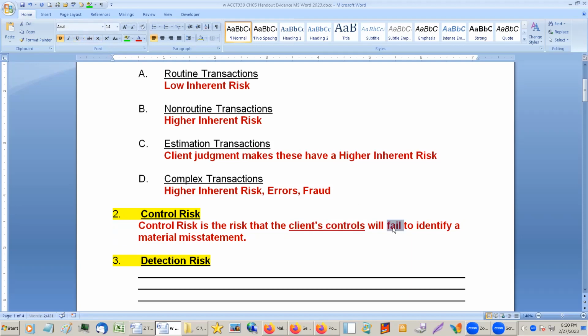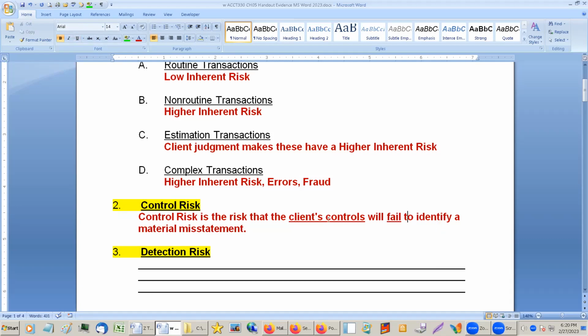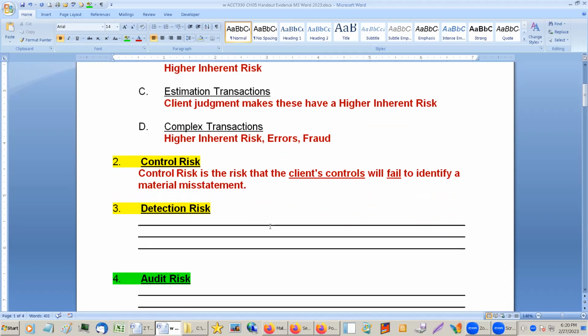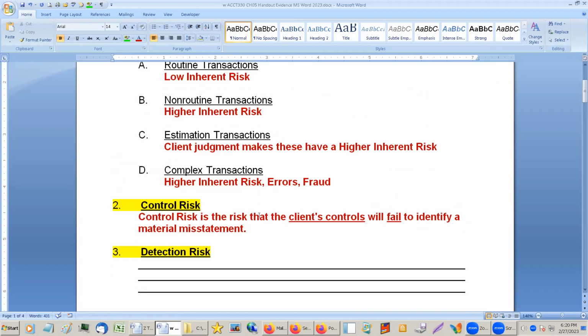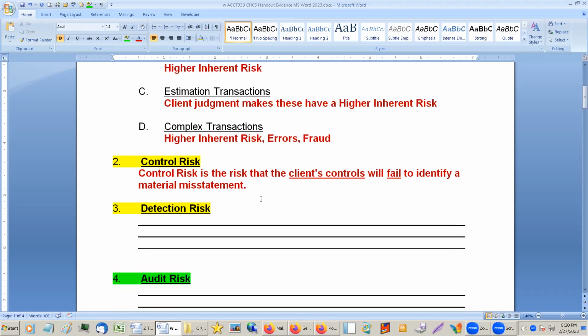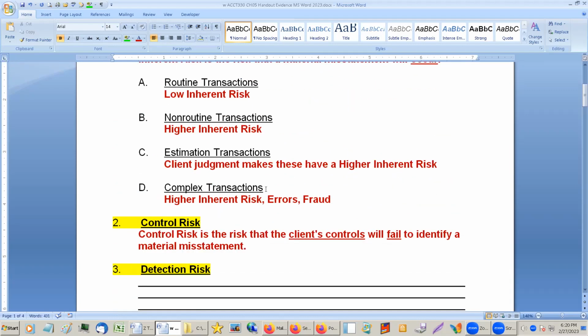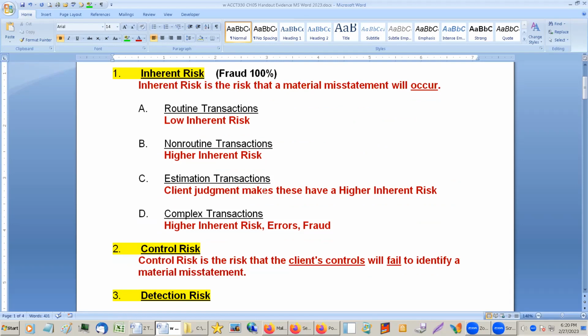So you want this to be low. Hopefully they will catch material misstatements if they do occur. So if a material misstatement occurs, then you'll catch it. That's what you want to see. And a lot of times, if it's not fraud, they will.